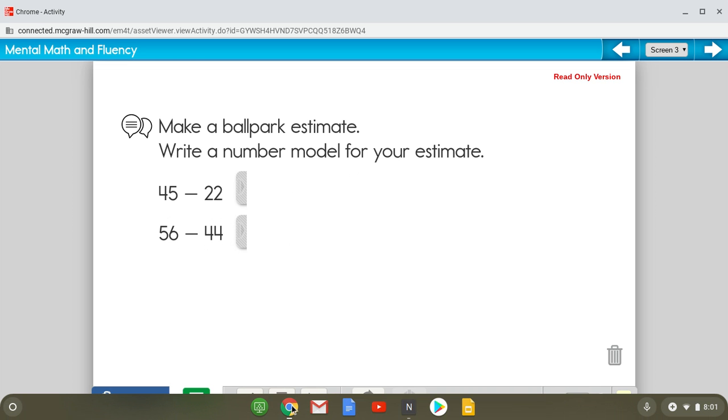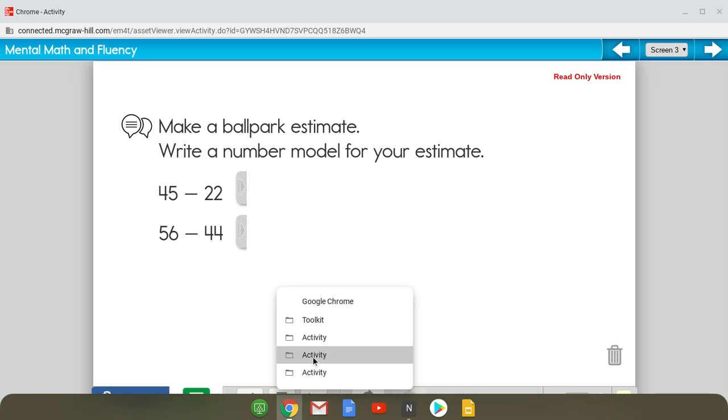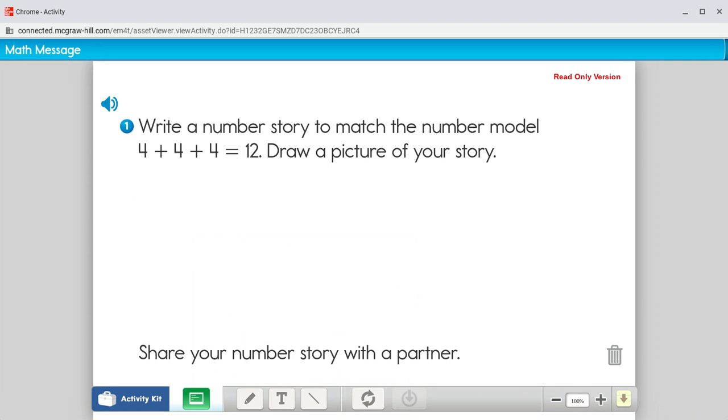Excellent. All right, let's take a look at our math message. I want for you to write a number story to match this number model. 4 plus 4 plus 4 equals 12. And draw a picture to go along with your story. So I'm going to write one to show you as an example, and then I'm going to ask for you to write one on your own.